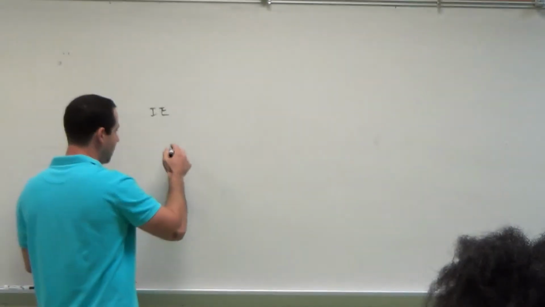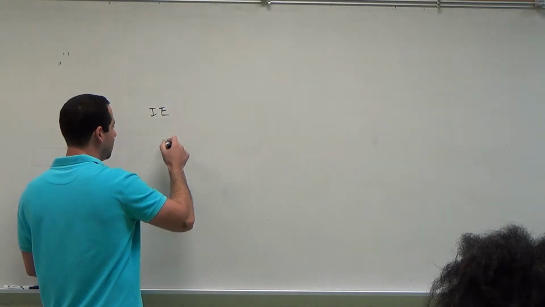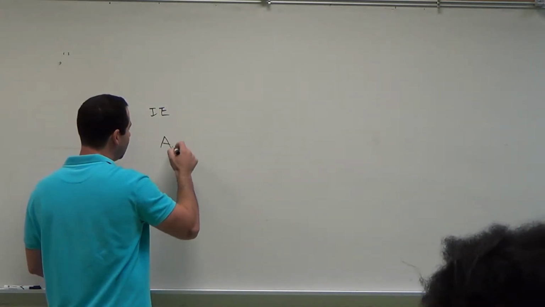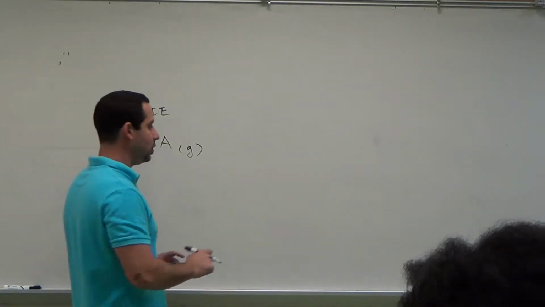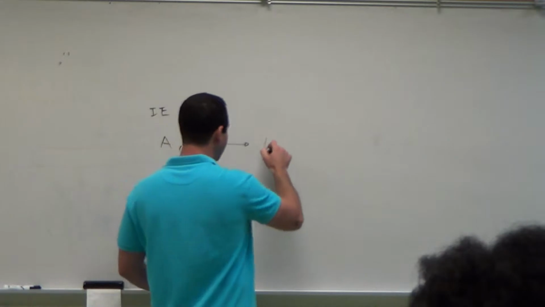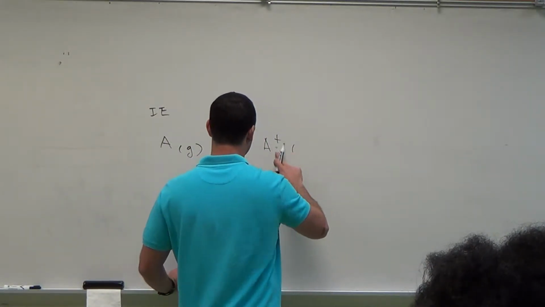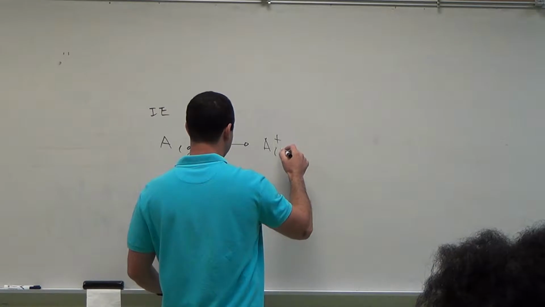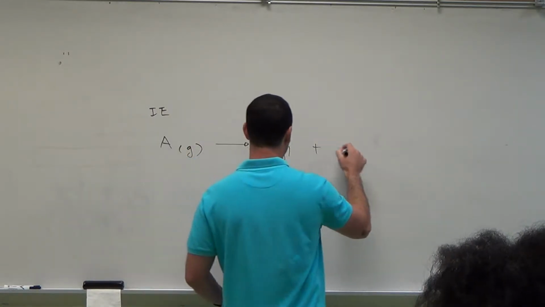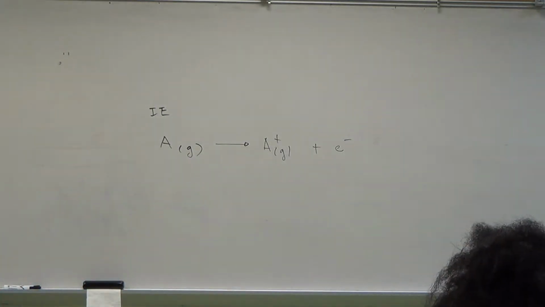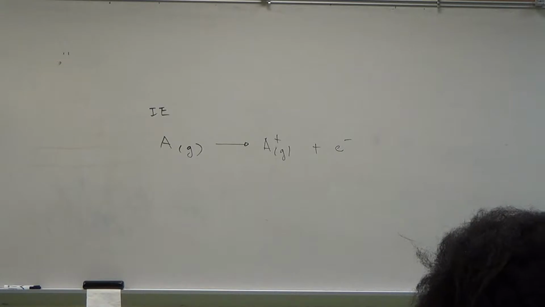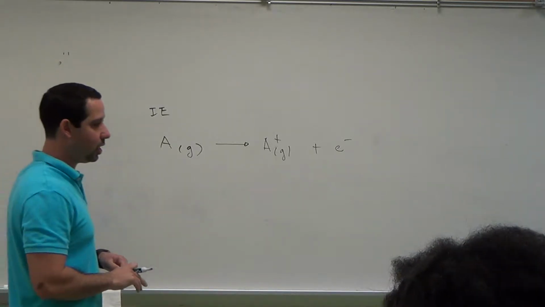Okay, ionization energy. The equation for ionization energy is, let's say, A in the gas. Now does it have an electron added, or does it give an electron away? You take one from it. So ionization energy would look like this. Ionization energy is when you have a neutral element and you take an electron from it, you ionize it, yes? That's called ionization energy.